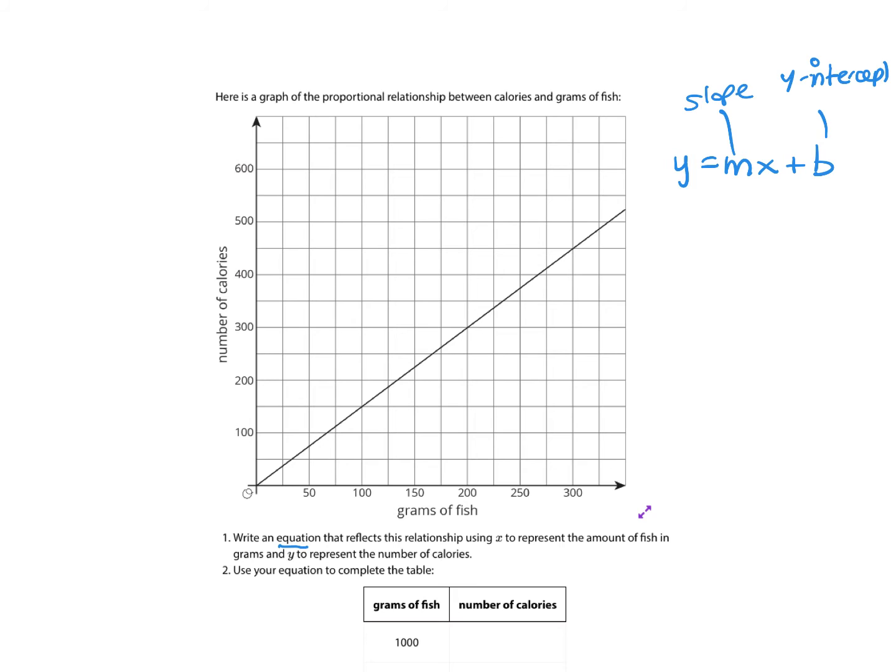Well, the y-intercept is right where it crosses that y-axis. It crosses at 0. So you can say to yourself, well, my y-intercept is 0. I don't need to write the 0, but I'm going to, just to keep myself honest that I found it. And remember, your slope is your rise over your run.